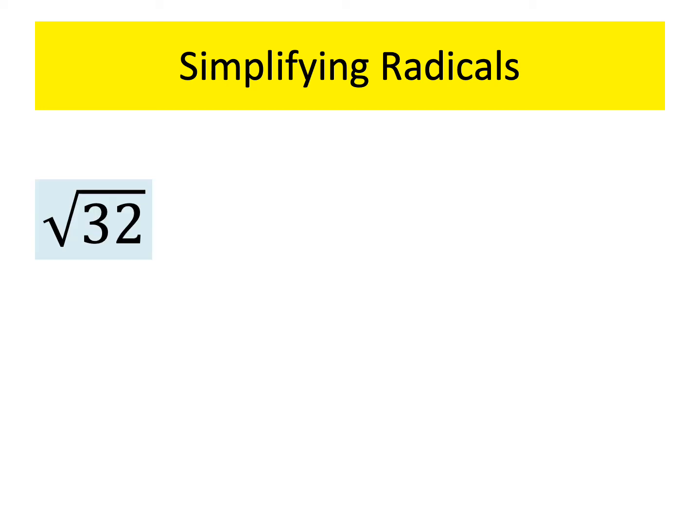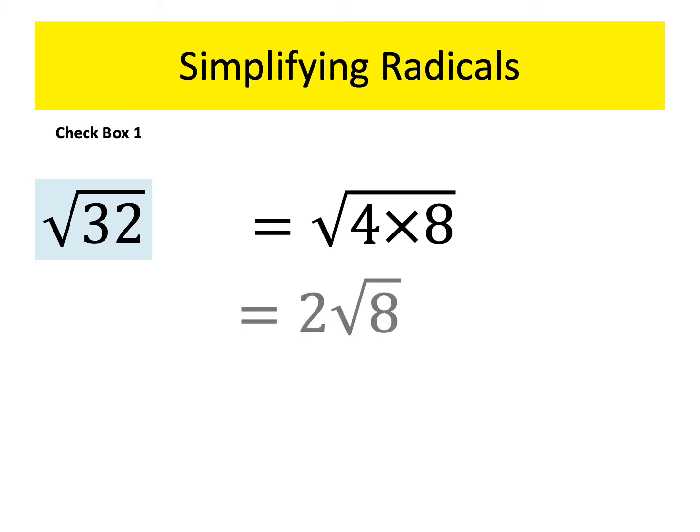Square root of 32, not a perfect square. Look at box 1. Does 4 go into 32? Yeah, 4 goes into 32, right? 4 times 8 is 32. What's the square root of 4? The square root of 4 is 2. Notice I'm kind of skipping some things because for most people, this is how it's done.